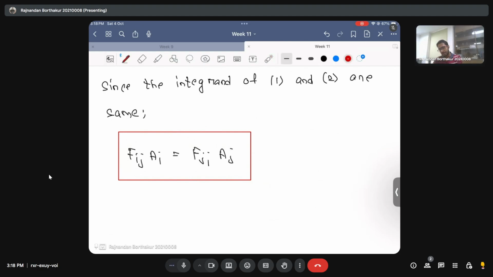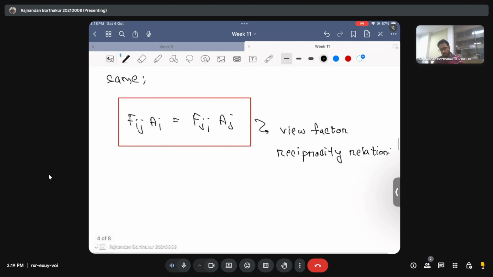This relation is so popular that it has got a name. This is known as the view factor reciprocity relation. That's one of the important relations that you will need in order to solve numericals associated with view factor, and it has the following form. Maybe we can call it equation 3. I hope things are clear up to this point.